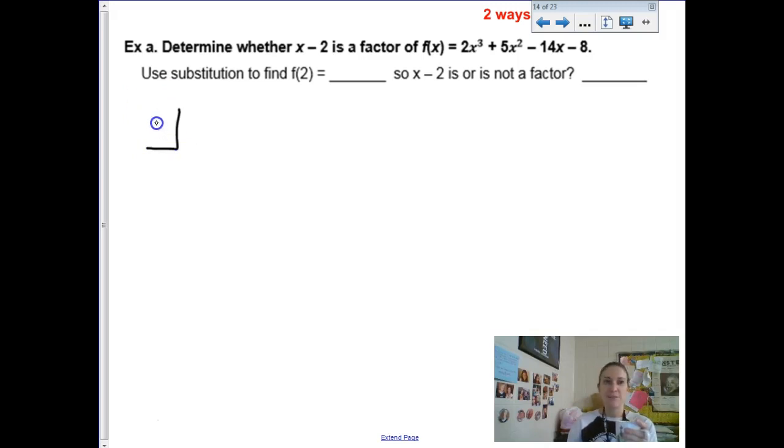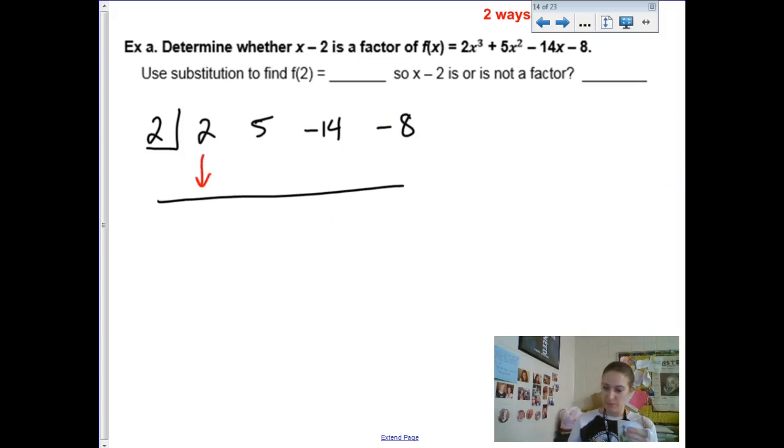You could technically fully substitute it, but why? So watch your coefficients. I have 2, 5, negative 14, and negative 8. So if I go through synthetic substitution and I get a remainder of 0, we're in business. I'm going to stop switching colors if it's all right with you.